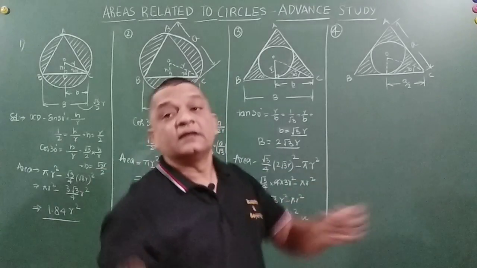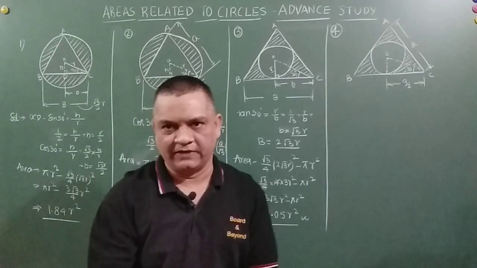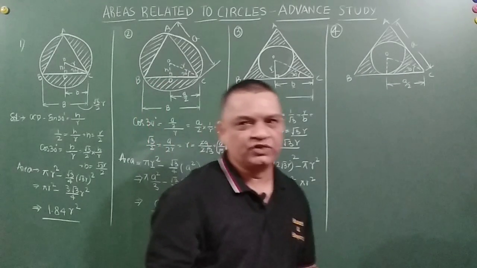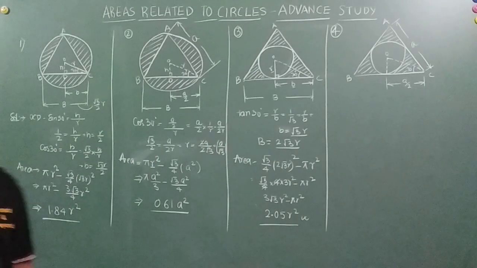Okay, the side of the equilateral triangle is given to you. Radius is not given in this case, right? So in this case, how do we proceed? You can basically start thinking on that, right?